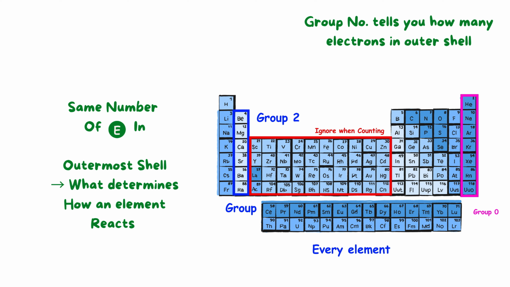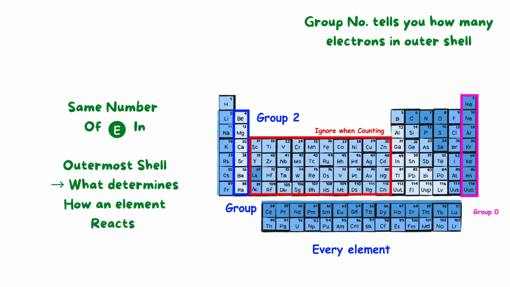There are a couple of exceptions to this straightforward numbering. The last column on the right is called group 0 instead of group 8, and the block of metallic elements found between groups 2 and 3 are called transition metals and don't follow the usual group numbering. For now, just remember to skip over them when counting groups.